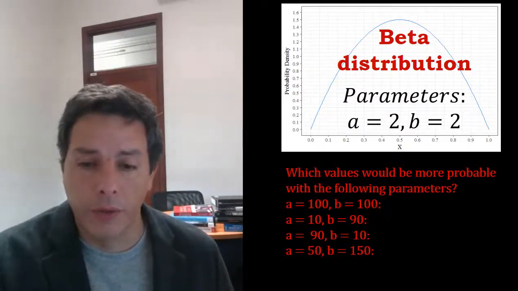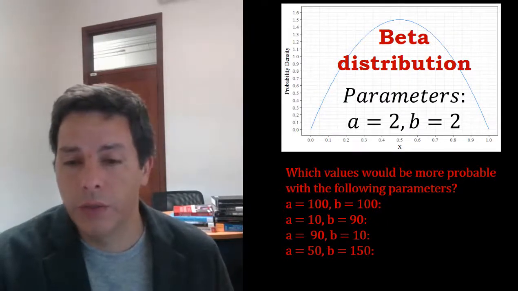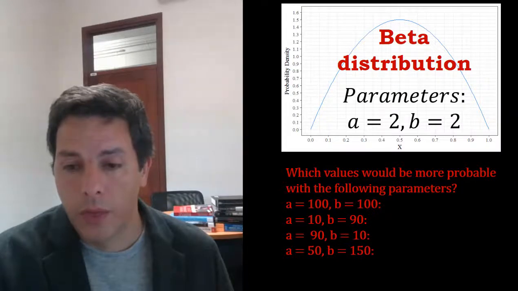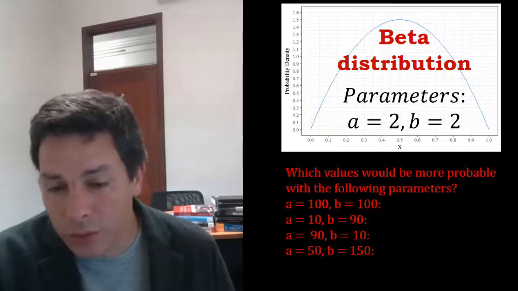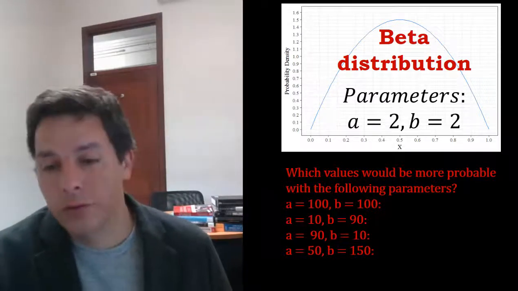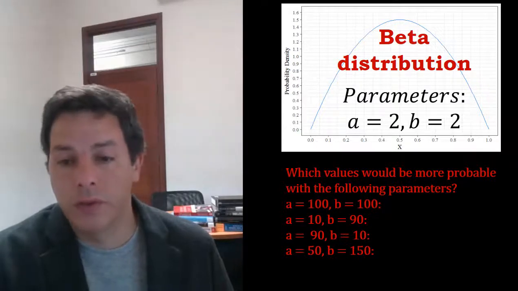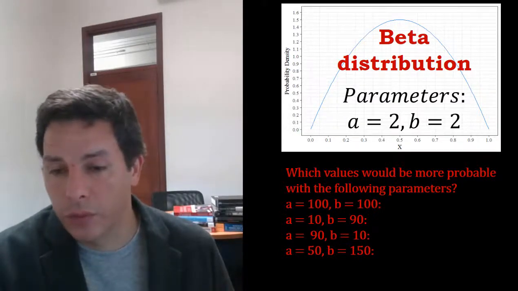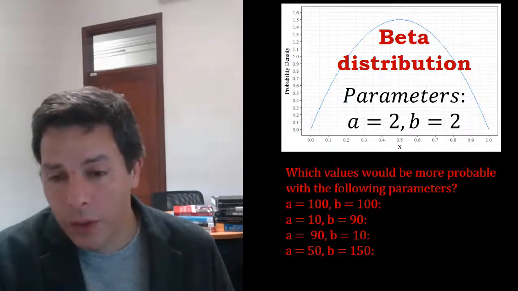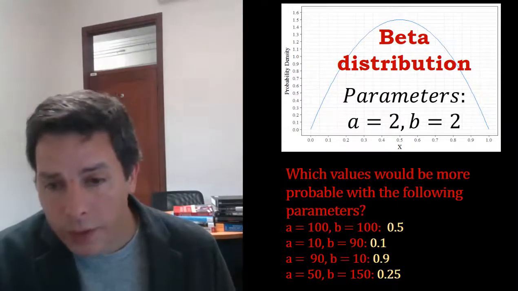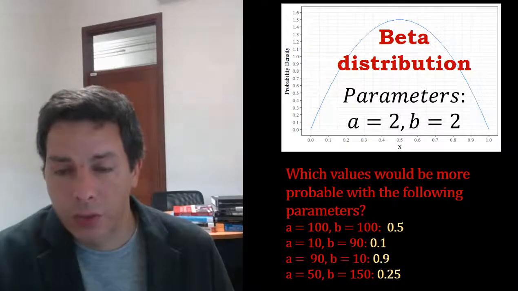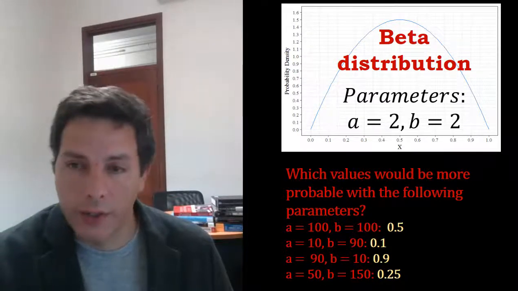And the final one, we've got A equals 50 and B equals 150. So that is a case in which of 200 trials, 50 were successful and 150 were unsuccessful. So the most probable value is 50 over 200. And here we've got all the answers. So in this case it's 0.25. Okay, so this is the beta distribution, and this is the last distribution and the end of this explainer.